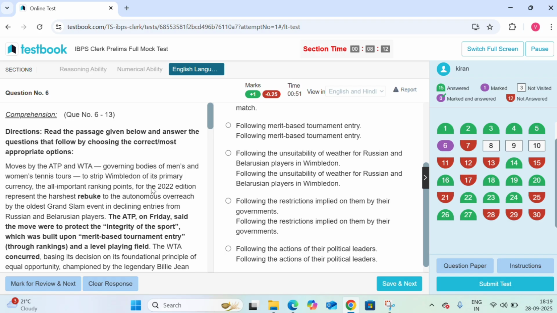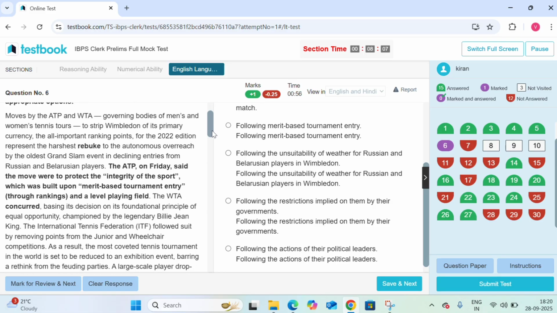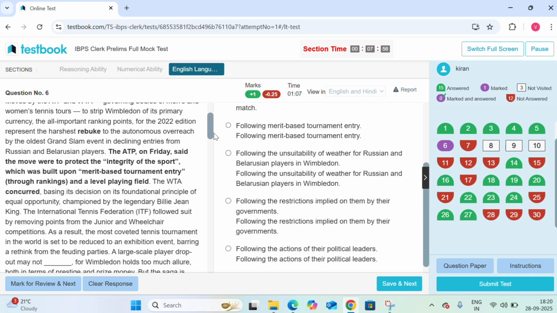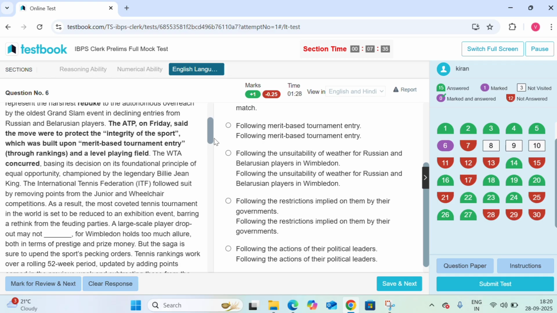The ATP on Friday said the moves were to protect the integrity of the sport, which was built on merit-based tournament entry and a level playing field. The WTA concurred, basing its decision on its foundational principle of equal opportunity, championed by the legendary Billie Jean King. The International Tennis Federation followed suit by removing the points from the junior and wheelchair competitions.